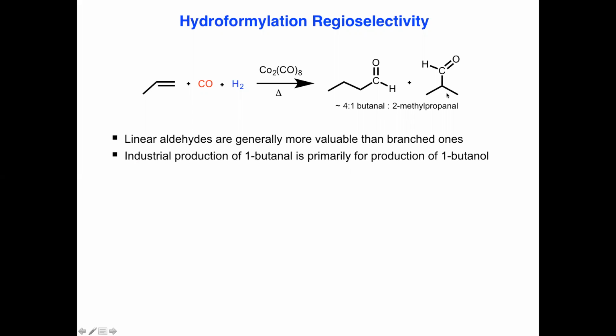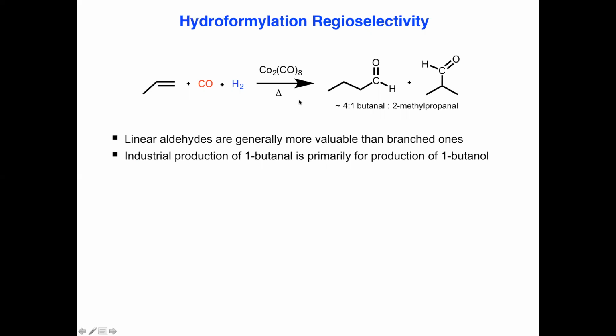This 2-methylpropanol does not have nearly as many uses. In some cases, it may just essentially be discarded or sold for a far lower cost than the butanol is. And so you'd really like to think of a way in which you could form much more butanol and selectively get this regioisomer and end up with very little of the less desirable 2-methylpropanol.